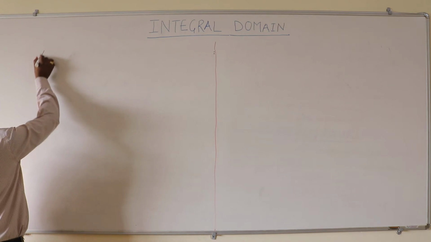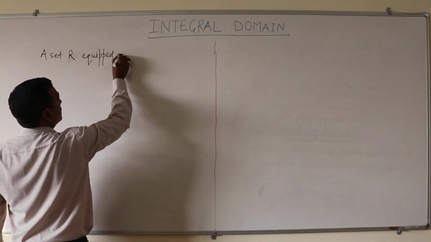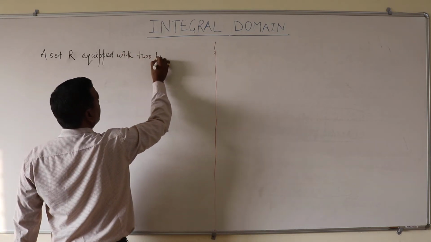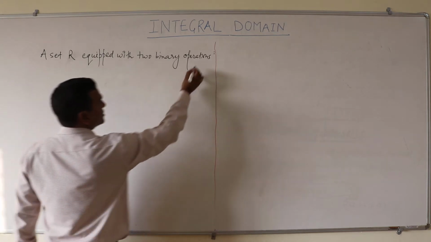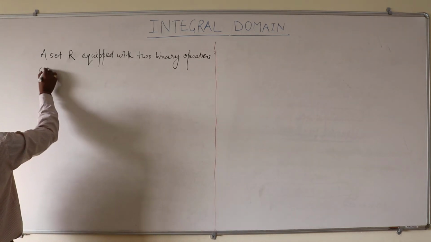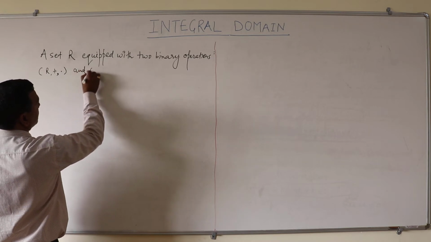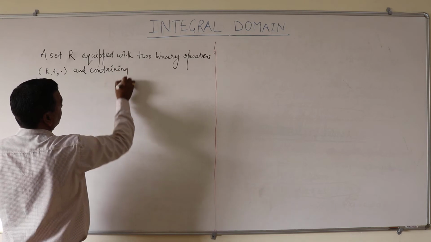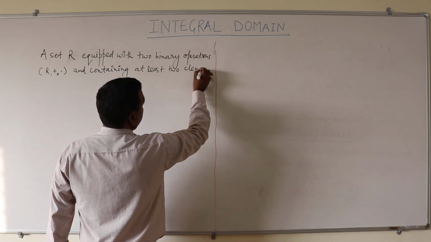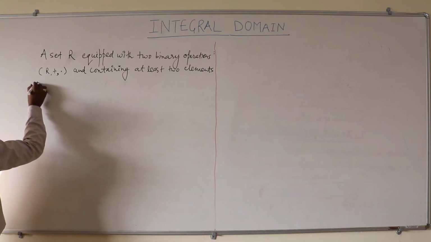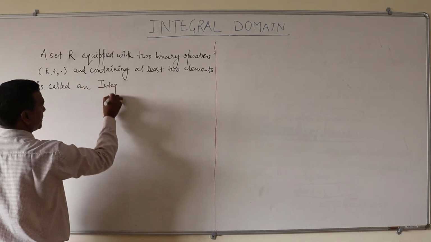A set R equipped with two binary operations, that is, R, plus, dot, addition and multiplication, and containing at least two elements is called an integral domain.